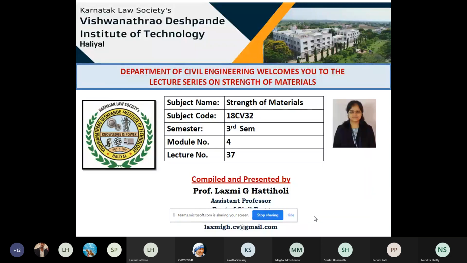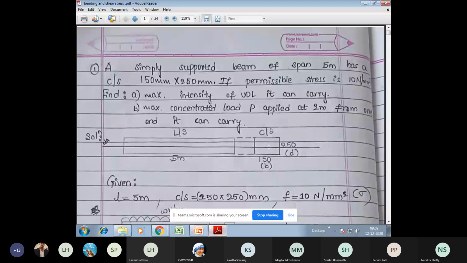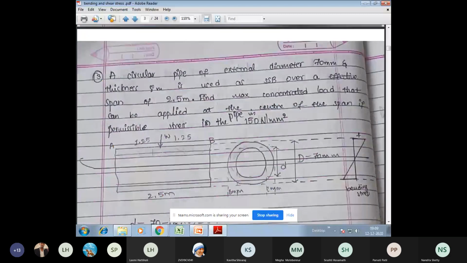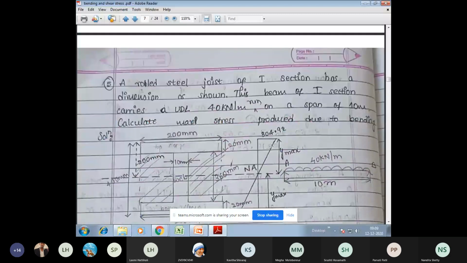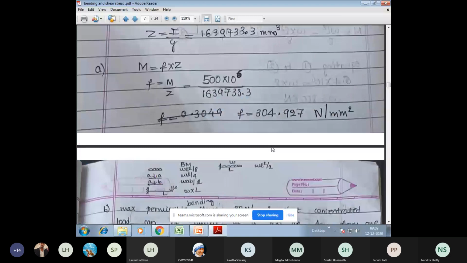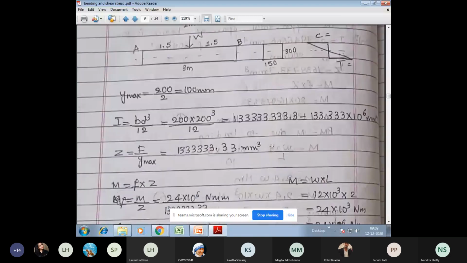Was the problem easy? Did you give a try for the T section? Anybody? Yes.